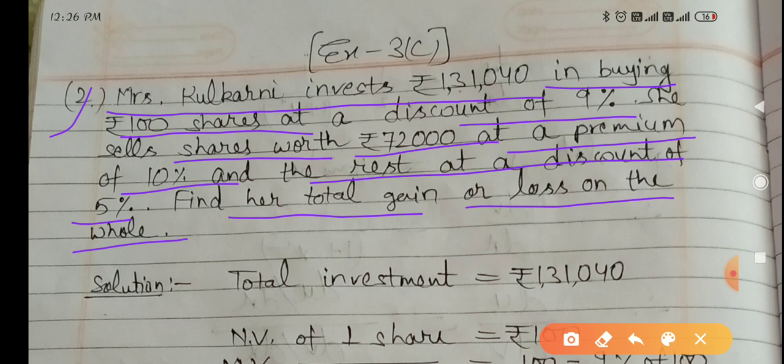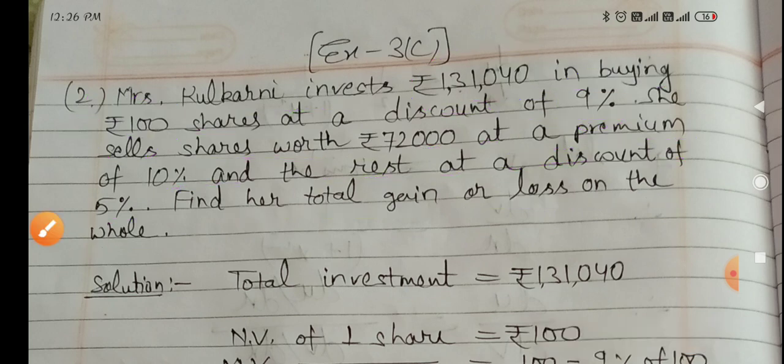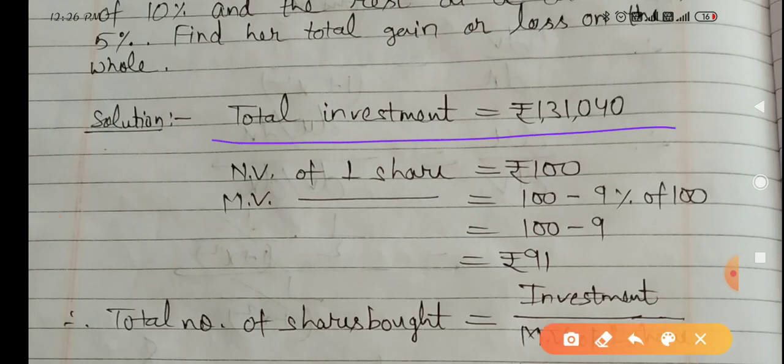First of all, you have to recognize what is given. Mrs. Kulkarni is investing rupees 1,31,040. So this is the investment. In a 100 rupees share, NV is 100 rupees. At a discount of 9% means MV can be calculated with the help of 9% discount and NV. So total investment is 1,31,040, NV of one share is 100 rupees, and MV I calculated is 91 rupees.